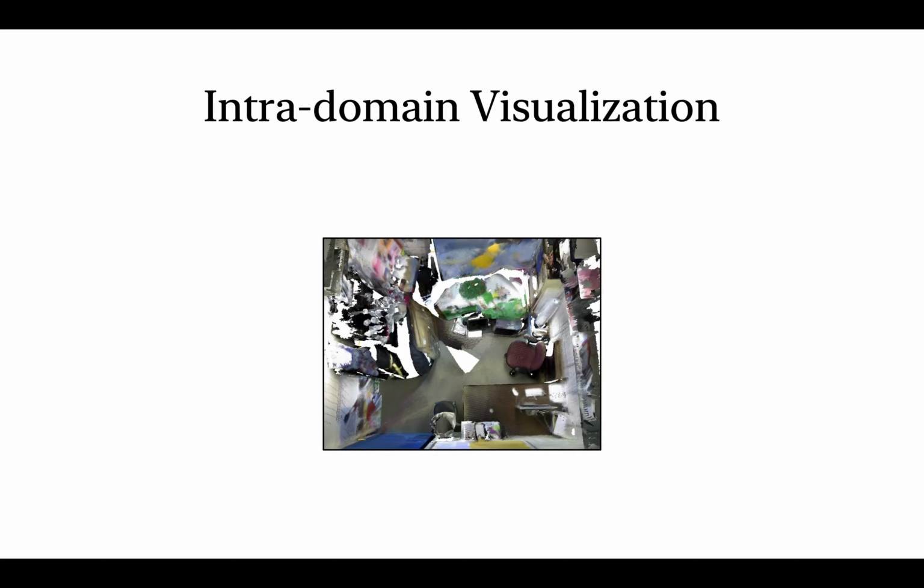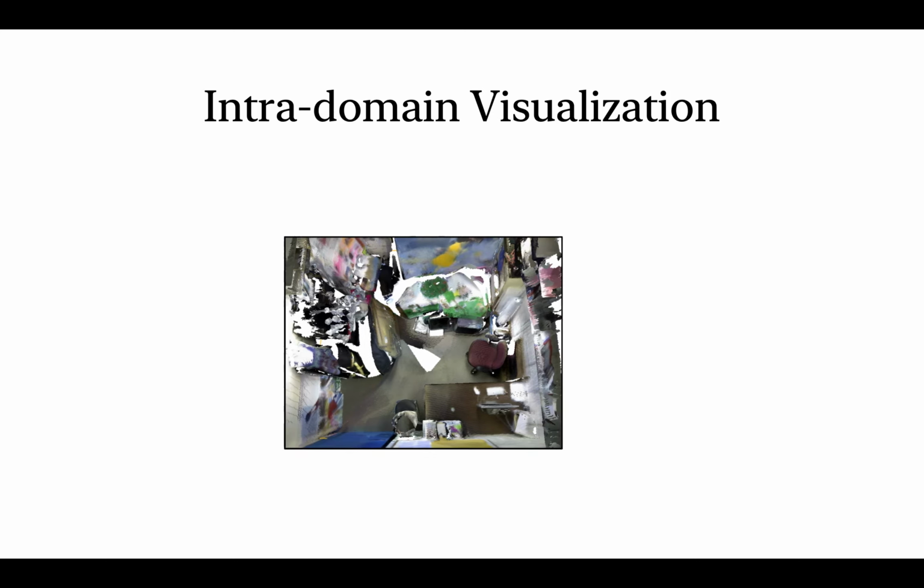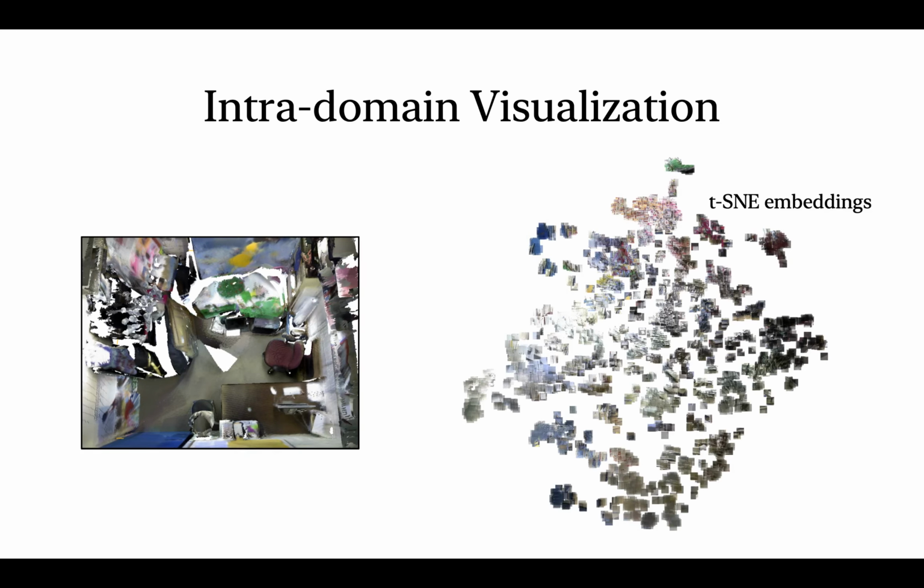To give a better understanding of our descriptors, we visualize them by mapping high-dimensional descriptors into 2D using t-SNE embedding. We extract all local patches in a scene, pass each of them through our network, and determine its 2D coordinates using t-SNE embedding. We then visualize the entire patch at that location. As can be seen, patches that correspond to a structure or object in a scene are well clustered together, which explains our good intra-domain matching performance.